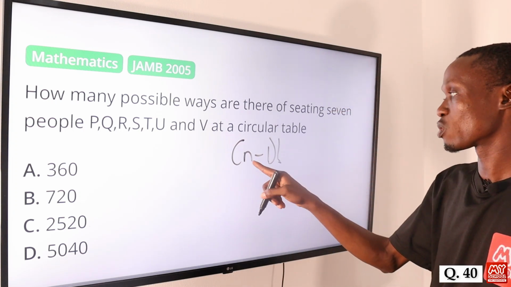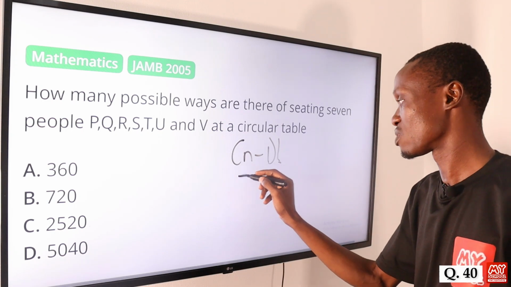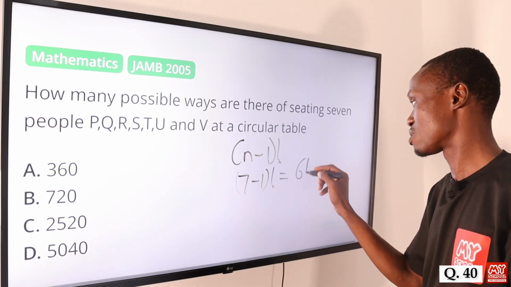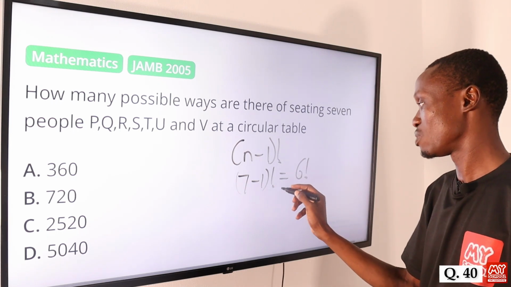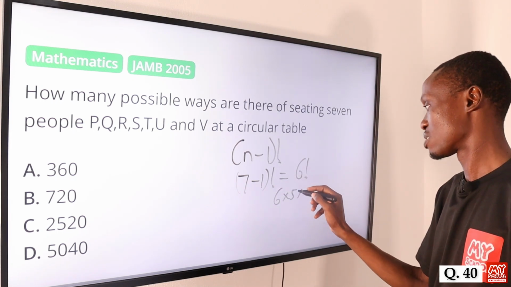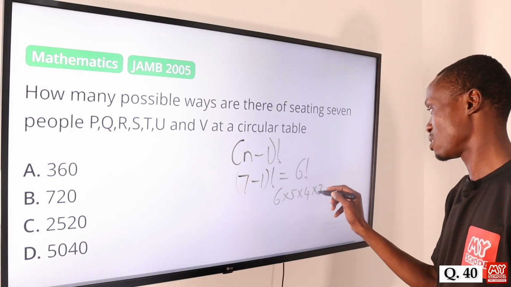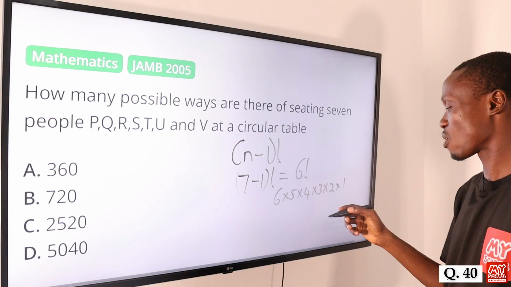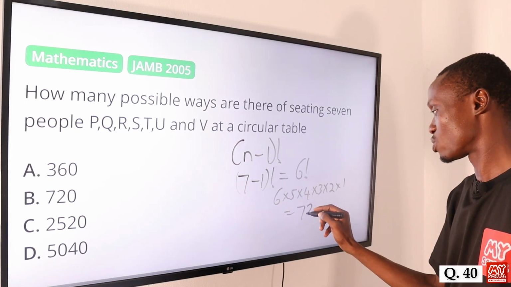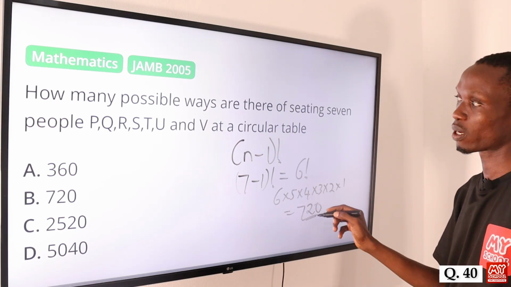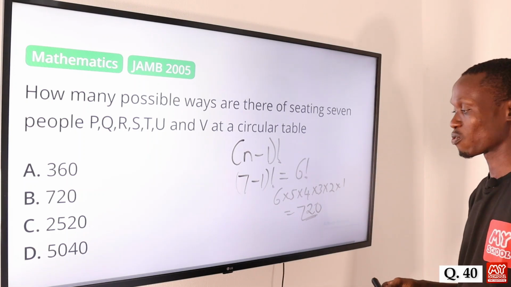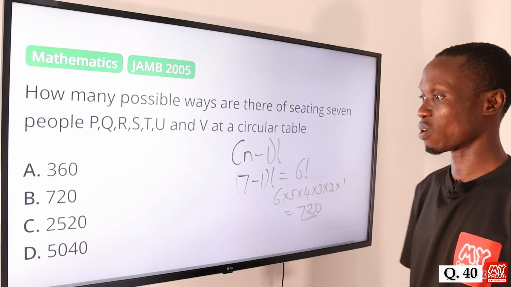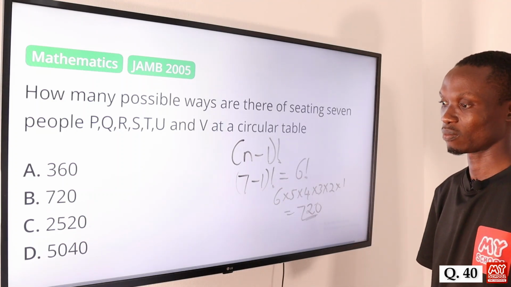Okay, so here we know that n is equal to 7, so we'll be having 7 minus 1 in brackets factorial, which is the same thing as 6 factorial. Okay, and 6 factorial means 6 times 5 times 4 times 3 times 2 times 1. Okay, so that will be equal to 720. Okay, so this can be done in 720 ways. So that makes option B the correct answer to this question.